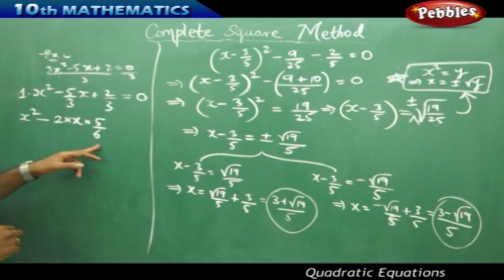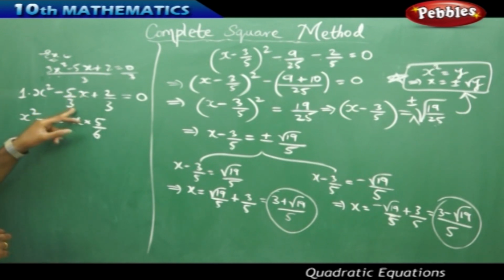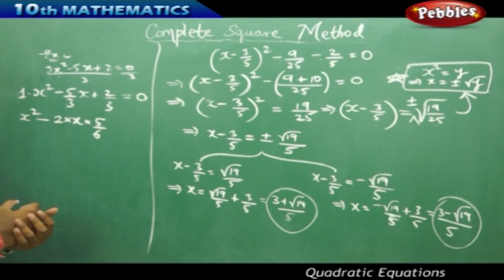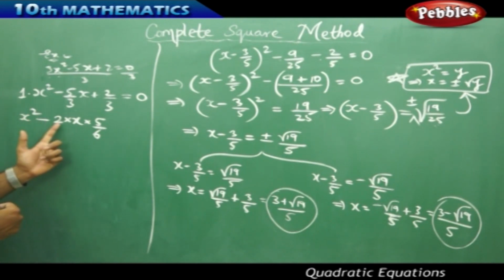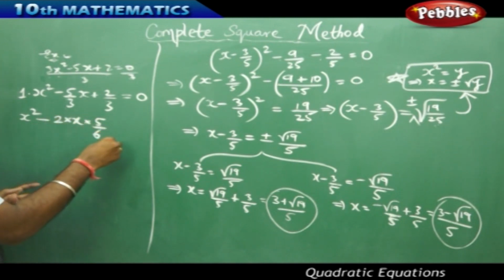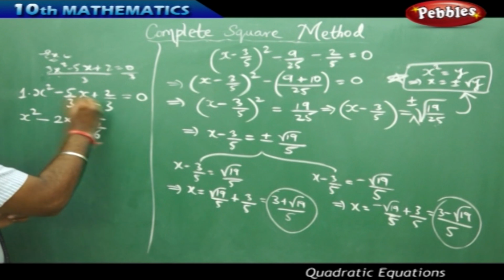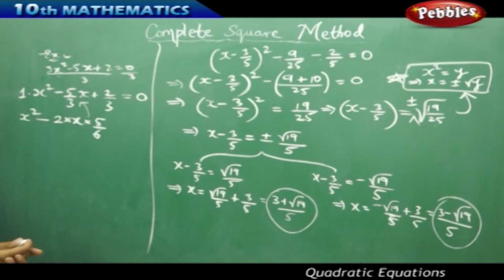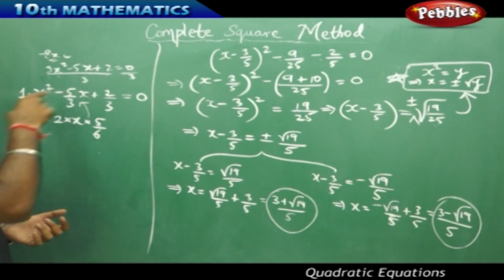I reduce this to 6 because I multiply with 2 and divide with 2, so that this becomes strictly in the form of a formula a squared minus 2ab. Whereas this, again on simplification, gives back the original term 5 over 3 of x. So cancelling 2 1s and 2 3s, again I get back 5 over 3 of x.